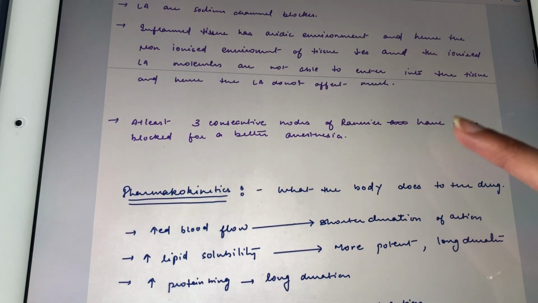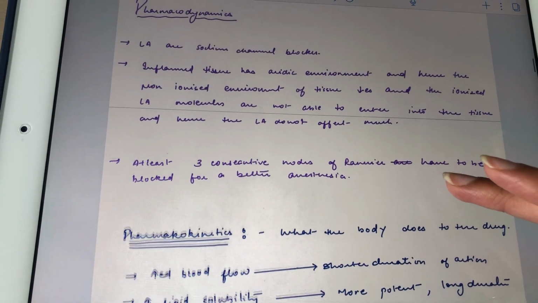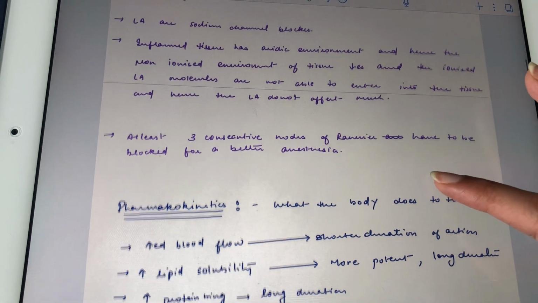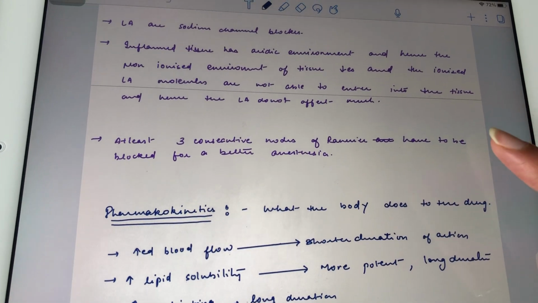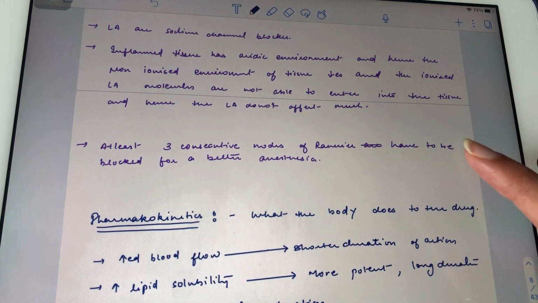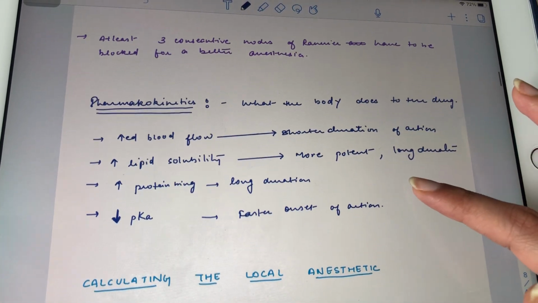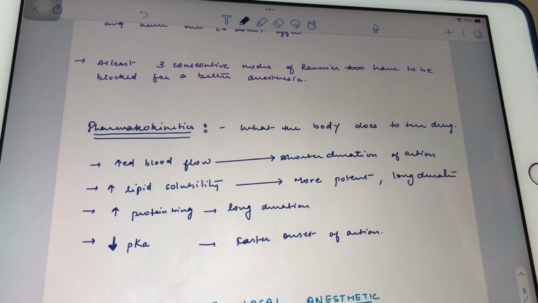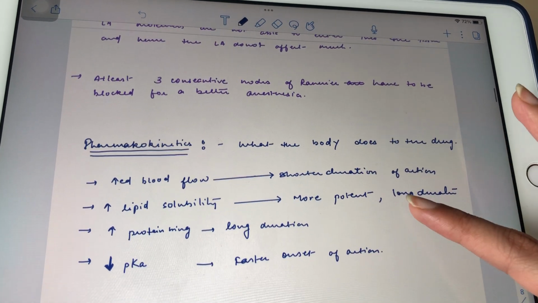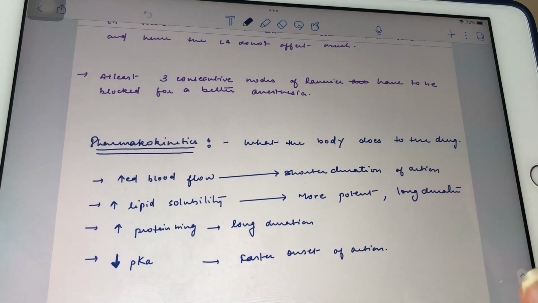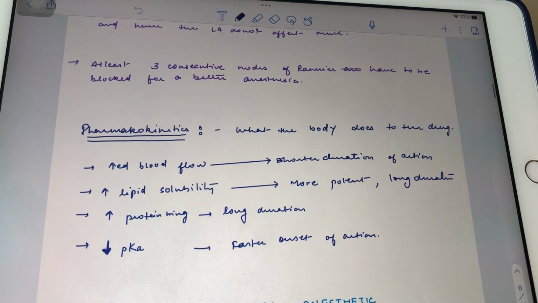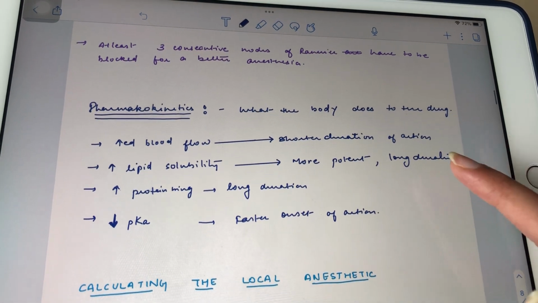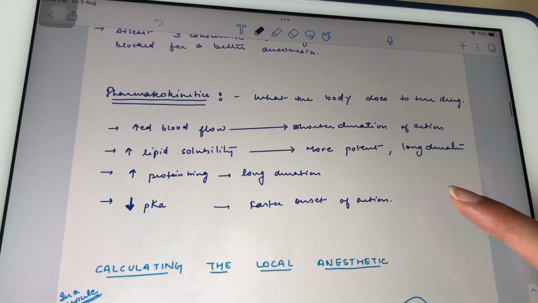Now at least 3 consecutive nodes of Ranvier have to be blocked for a better anesthesia. This is important and sometimes it is asked in the board questions. So remember, 3 nodes are very important to conduct an impulse.